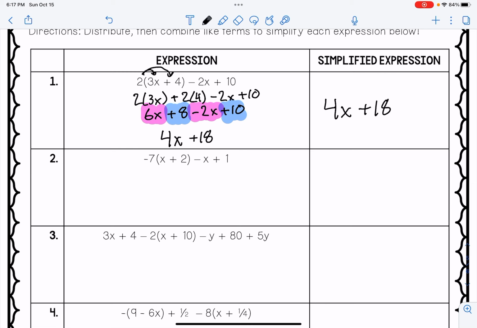Number 2, got to take this negative 7 in. So negative 7 times x plus a negative 7 times 2. Then we have a minus x and a plus 1 outside of the parentheses, so I just leave them. Negative 7 times x is negative 7x. Negative 7 times 2 is negative 14, so I'm going to get rid of that plus sign and just go minus 14. And we've got minus x and plus 1.